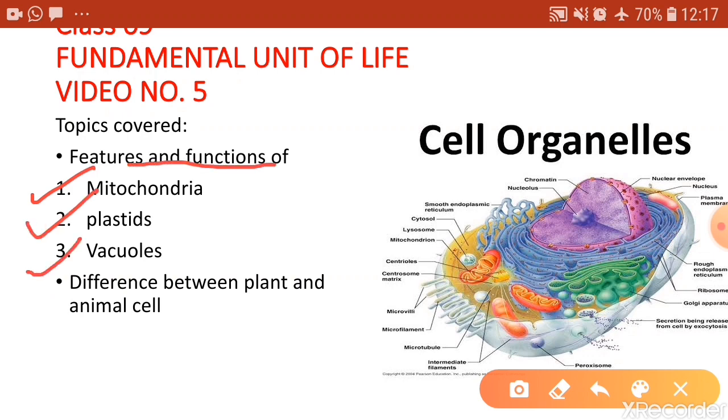The features and functions of these organelles will be discussed, and at the end we'll be discussing the difference between plant cell and animal cell, and also why the cell is called the structural and functional unit of life. At the end of the video there is a small assignment that you have to do in your bio.